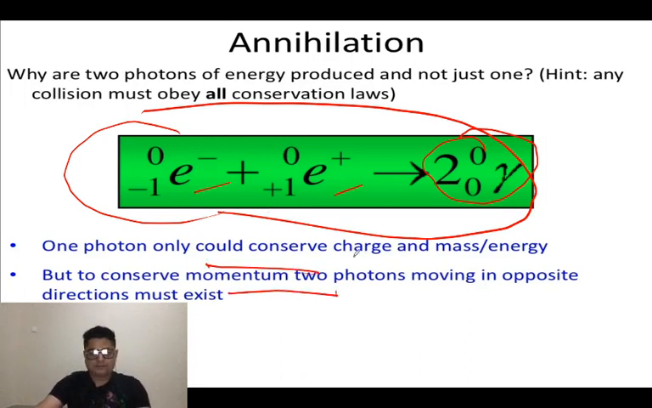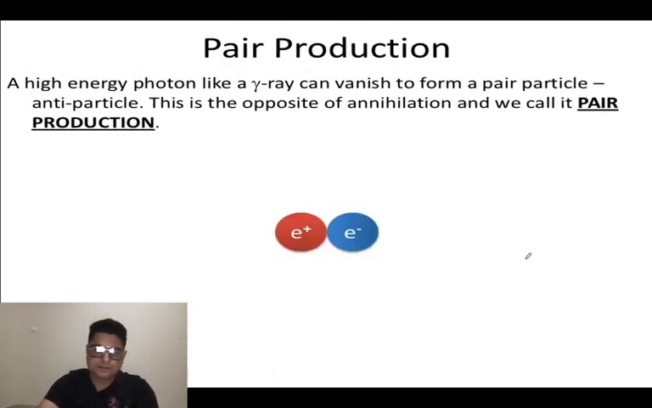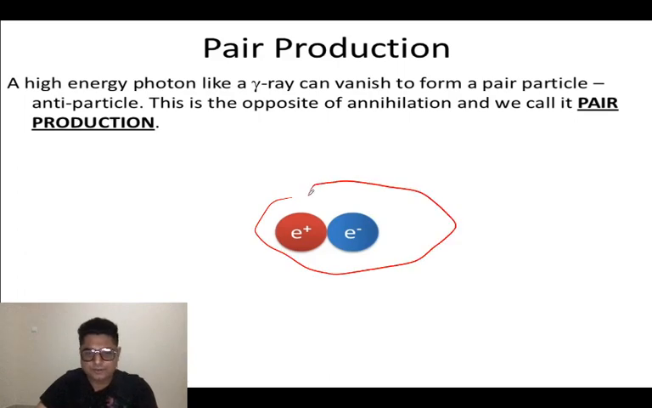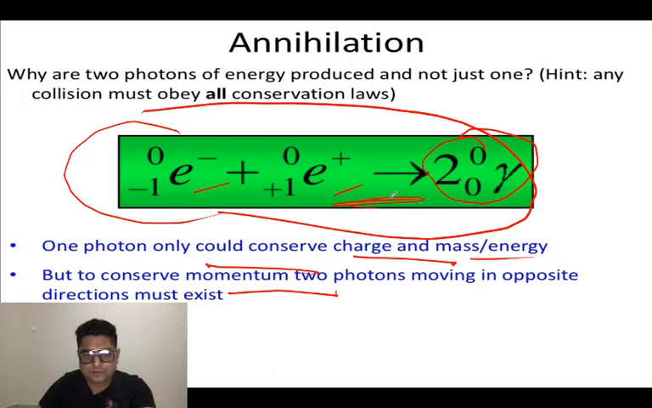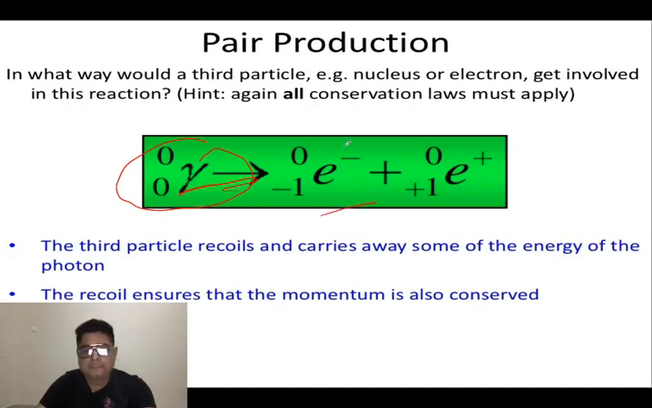Conservation of momentum, conservation of charge, conservation of mass, conservation of energy, all these conserved state variables take place accordingly. Let's move forward, and in a similar way pair production can also be explained. Once again, we have a positron and an electron. A high energy photon like a gamma ray can vanish to form a particle and an antiparticle. It's just the reverse of the previous reaction we observed. A gamma photon can generate this pair of matter and antimatter.